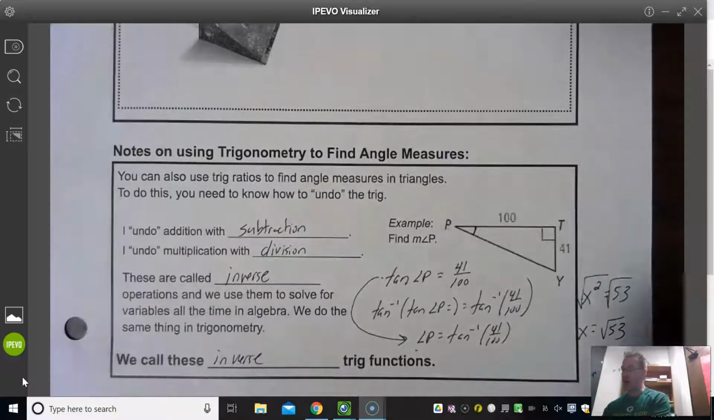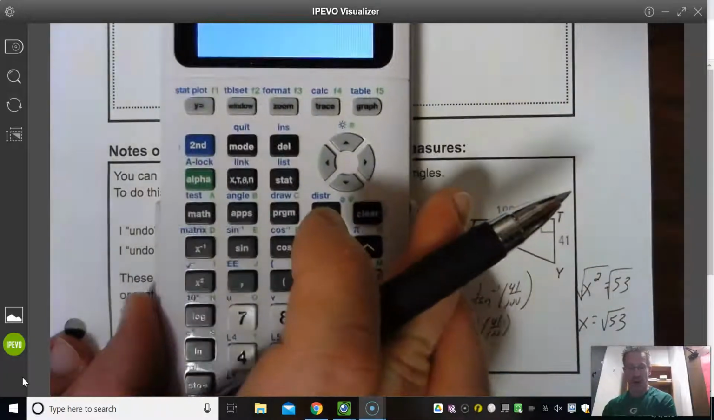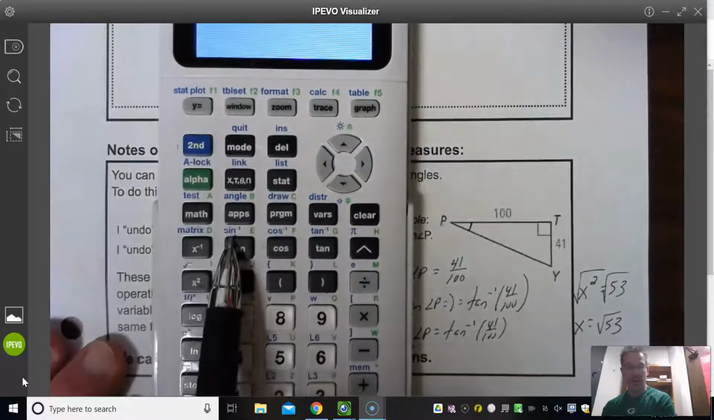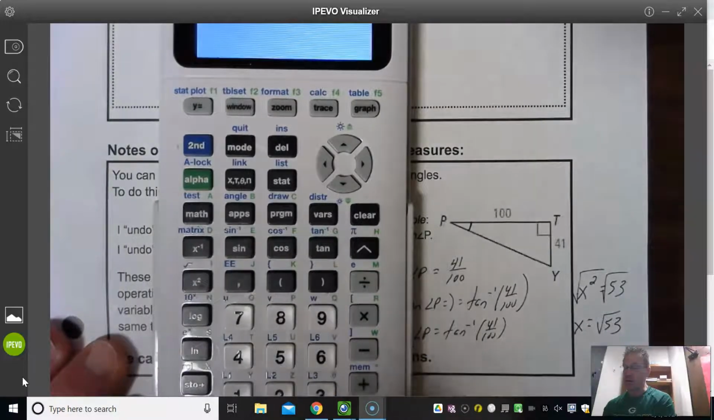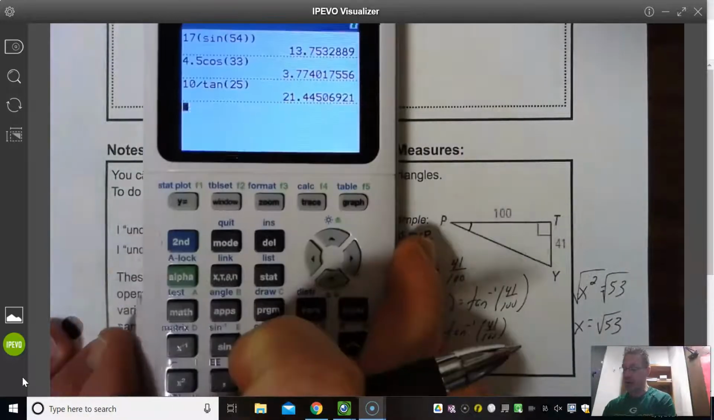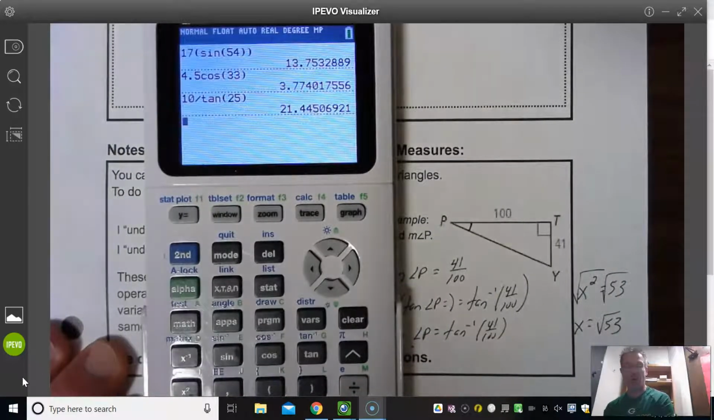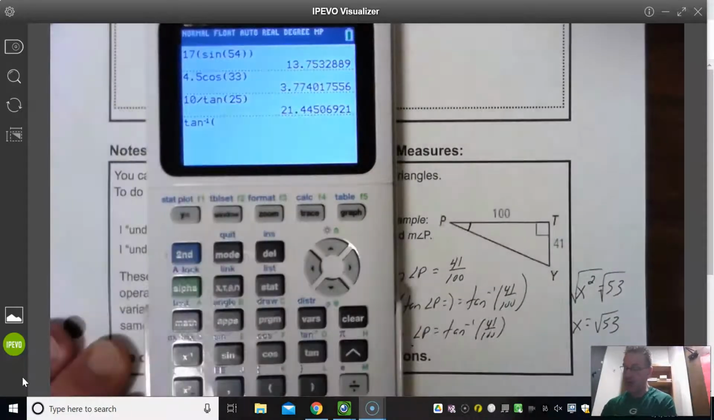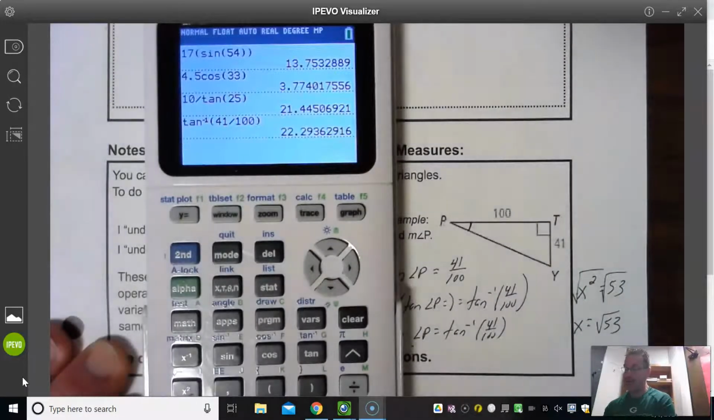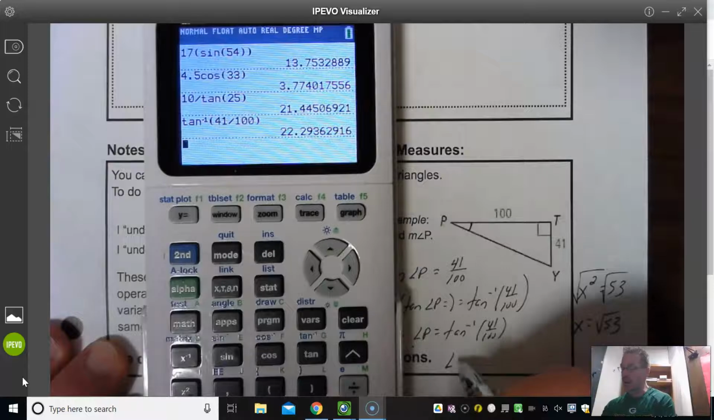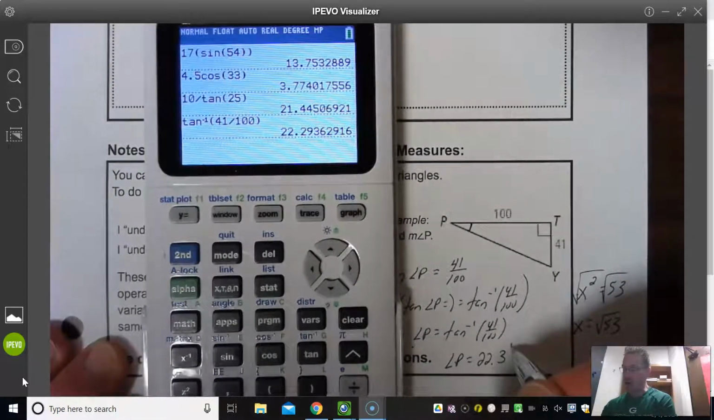Now, on your calculator, you can see your trig functions: sine, cosine, tangent. And you can see right above them sine inverse, cosine inverse, and tangent inverse. The inverse functions are usually the same keys on your calculator, but you have to hit second to pull them up. So notice I want the tangent inverse of 41 over 100. I'm going to hit second tangent inverse, and I'm just going to type in whatever ratio I have here. And that tells me that angle P is equal to 22.3 degrees.